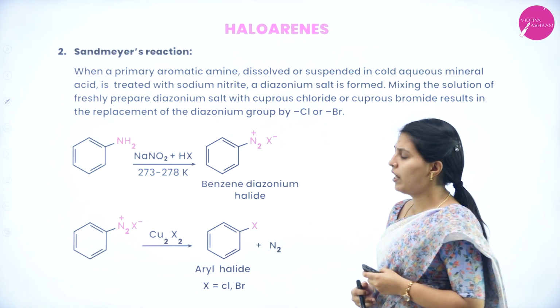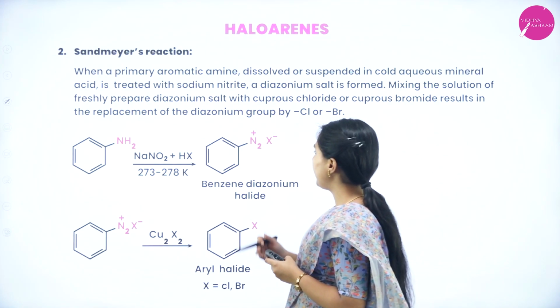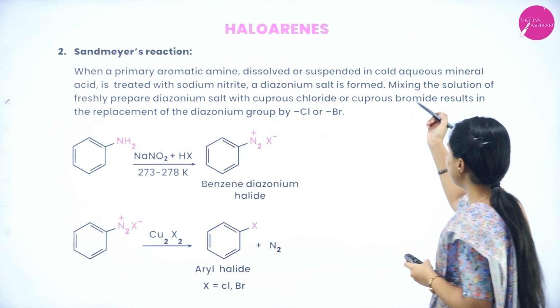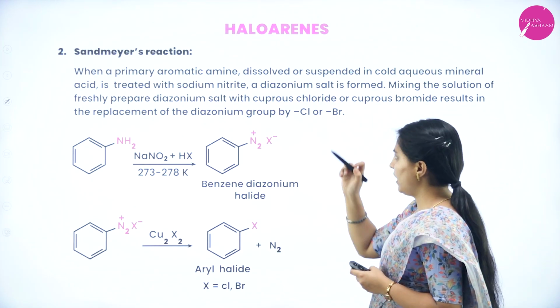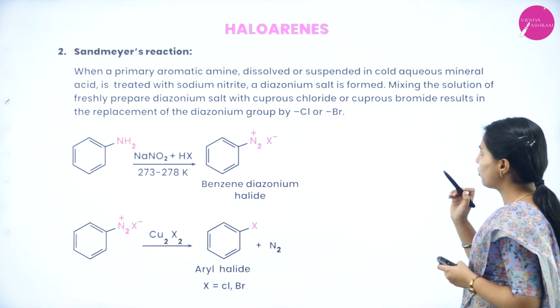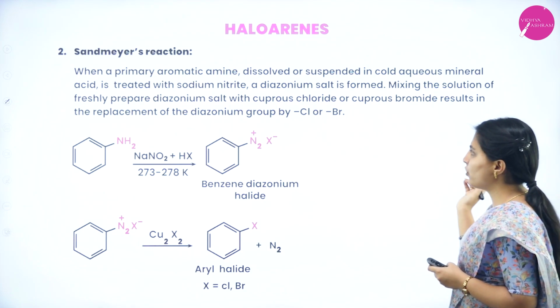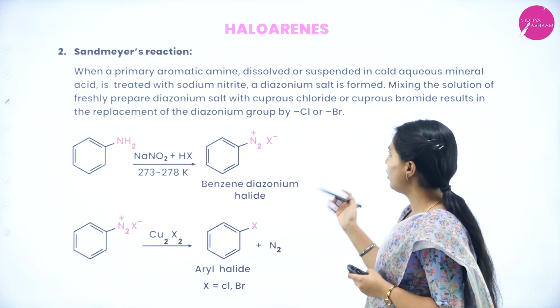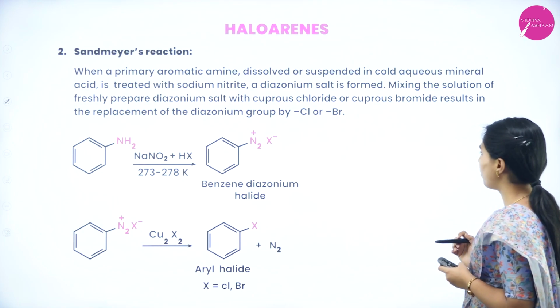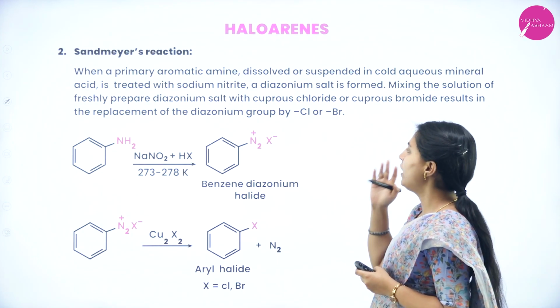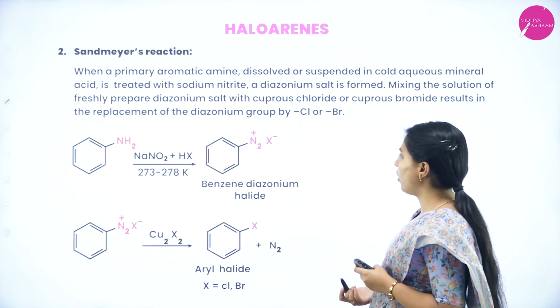Next, Sandmeyer's reaction. When a primary aromatic amine dissolved or suspended in cold aqueous mineral acid is treated with sodium nitrite, a diazonium salt is formed. Mixing the solution of freshly prepared diazonium salt with cuprous chloride or cuprous bromide results in the replacement of the diazonium group by chlorine or bromine.